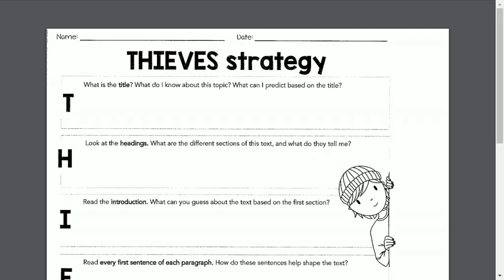All right, so based on what we just read, let's look back at our THIEVES. It says, read the introduction. What can you guess? After we read that introduction, what do we know? We know that they're going to tell us about what happened to the animals and how building of houses and things like that made a difference, and it prevented the animals from being able to live and thrive. We can also guess that they may tell us some things that we could do to make it better.